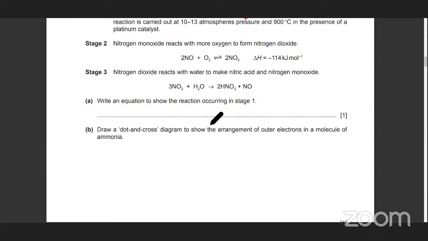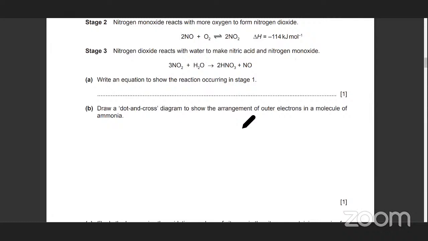Draw the dot and cross diagram to show the arrangement of outer electrons in a molecule of ammonia. That's not such a big issue. Okay, there's going to be N, there's going to be H atoms attached to it, single bonds everywhere, N in the middle, and that would leave you with a lone pair.